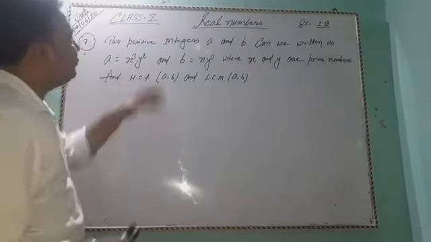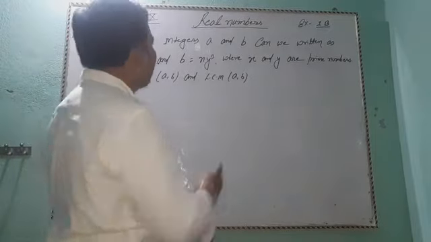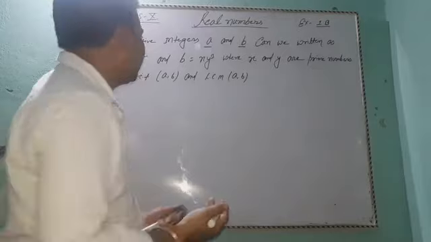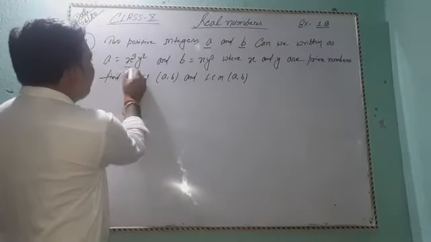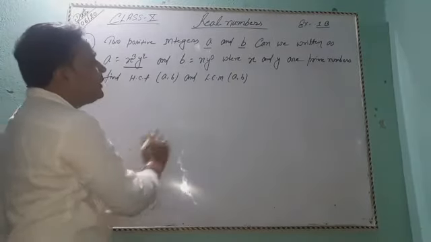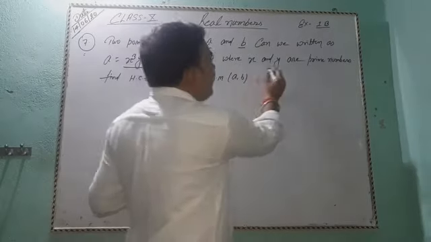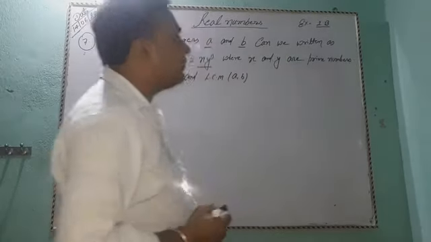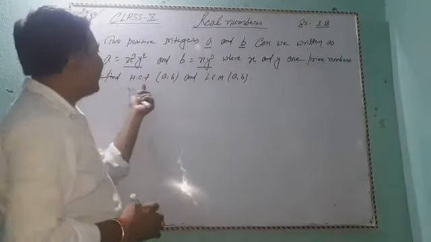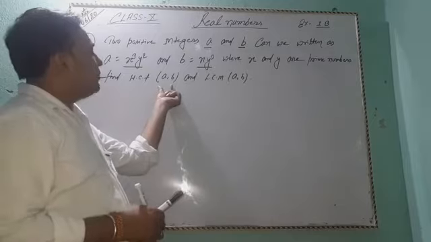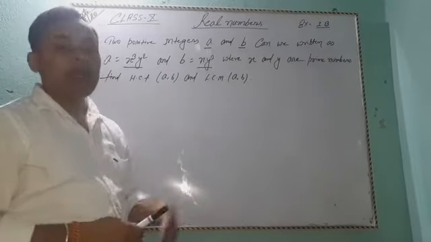Two positive integers a and b can be written as a = x³y² and b = xy³, where x and y are prime numbers. Find the HCF of a and b and find the LCM of a and b.